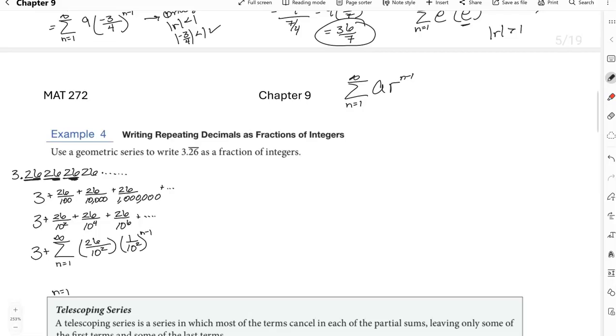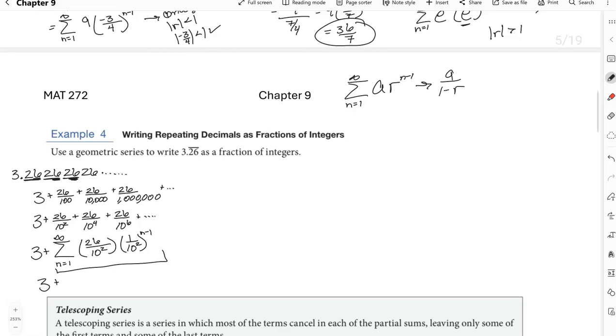If I plug in 1, I'm going to have 26 over 10 squared, and this would be times 1 over 10 squared to the 0. If I plug in 2, I'm going to have 26 over 10 squared times 1 over 10 squared to the 2 minus 1, which is 1. And that multiplies together to get 26 over 10 to the 4th. So this is my series. And so the sum is going to be 3 plus whatever that sum of that geometric series is. And we know that's a over 1 minus r.